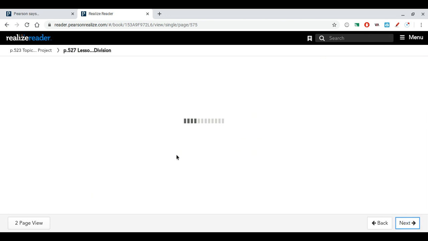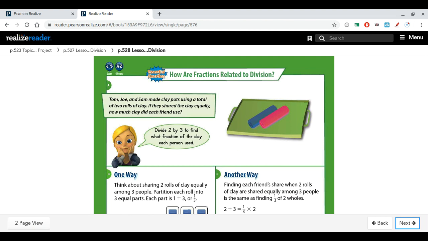All right, so let's move into your visual learning for today. We're looking at how fractions are related to division. That's our essential question for today. It says Tom, Joe, and Sam made clay pots using a total of 2 rolls of clay. If they shared the clay equally, how much clay did each friend use? And right here it says divide 2 by 3 to find what fraction of the clay each person used.